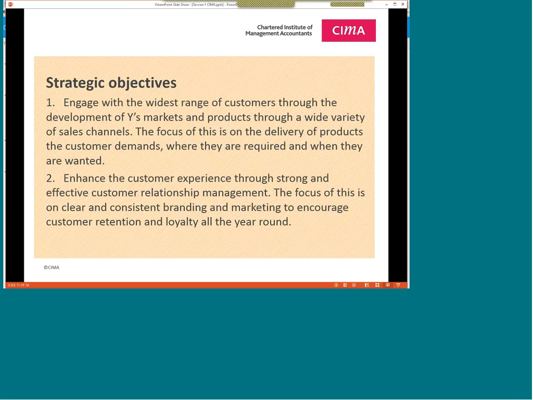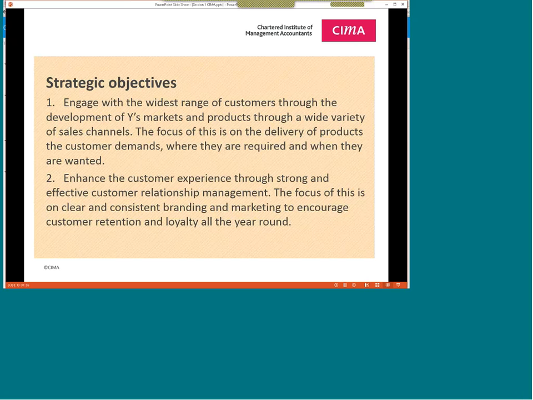And they want to focus on customer service, in the sense that they want customers to have their products whenever they require and where they require them. That means that they want to cover as many channels as possible. So that's the way they try to increase sales and customer satisfaction, which was one of the main goals as well. They want to enhance customer experience through strong and effective customer relationship management. So that's another of their secondary objectives.